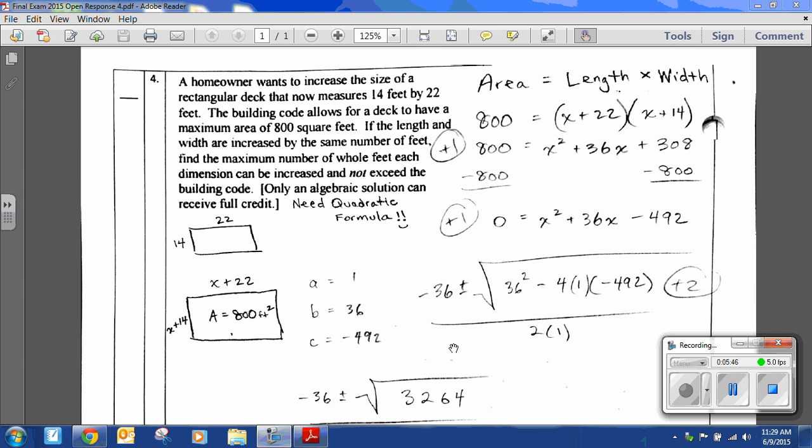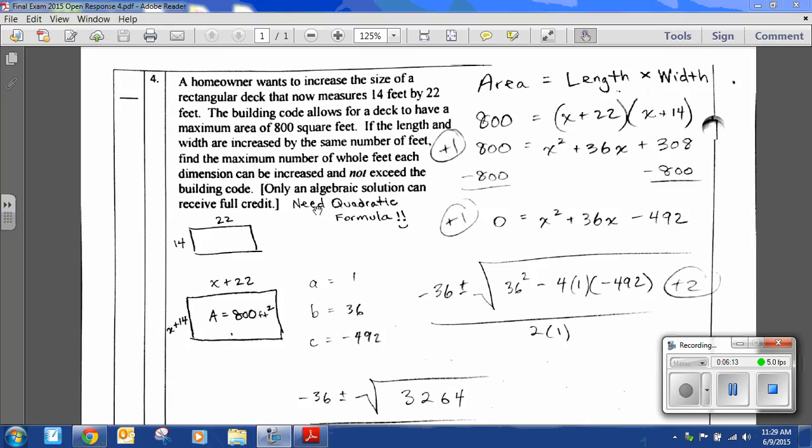Finally, number 4, this is the quadratic. A homeowner wants to increase the size of a rectangular deck that now measures 14 feet by 22 feet. The building code allows for a deck to have a maximum area of 800 square feet. If the length and width are increased by the same number of feet, find the maximum number of whole feet each dimension can be increased and not exceed the building code. Only an algebraic solution can receive full credit.